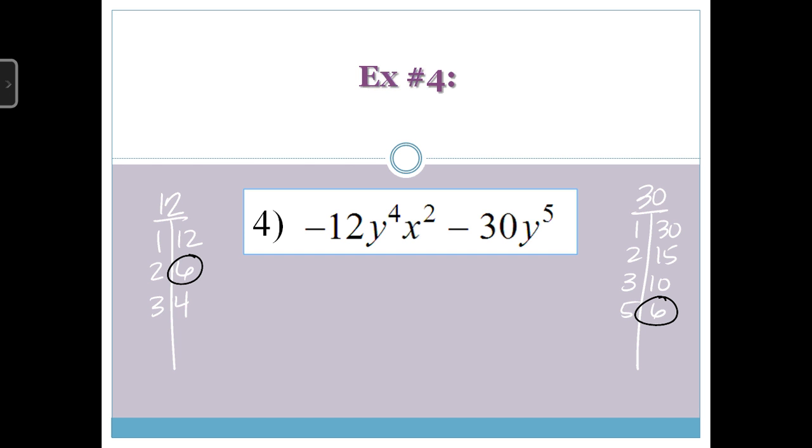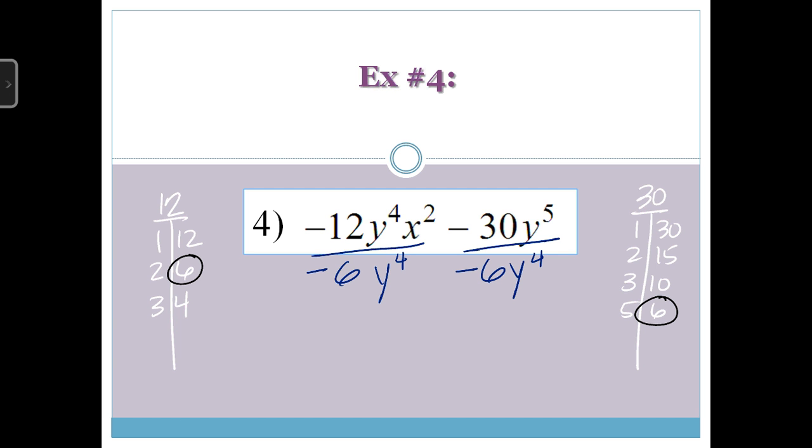Now, looking at your variables, what do they both have in common? Okay, they both have y's, but how many? Okay, well, they both have a minimum of 4. What about x's? Do they both have x's? No, they don't. Okay, so the x is not a part of your GCF. The GCF is negative 6, y to the 4th. And the reason why it's a negative 6 is because our leading coefficient is negative.